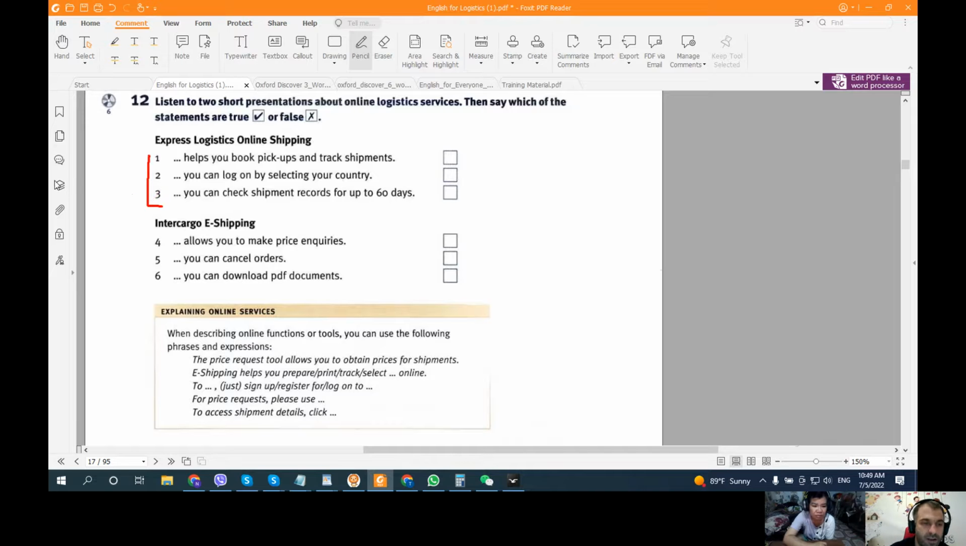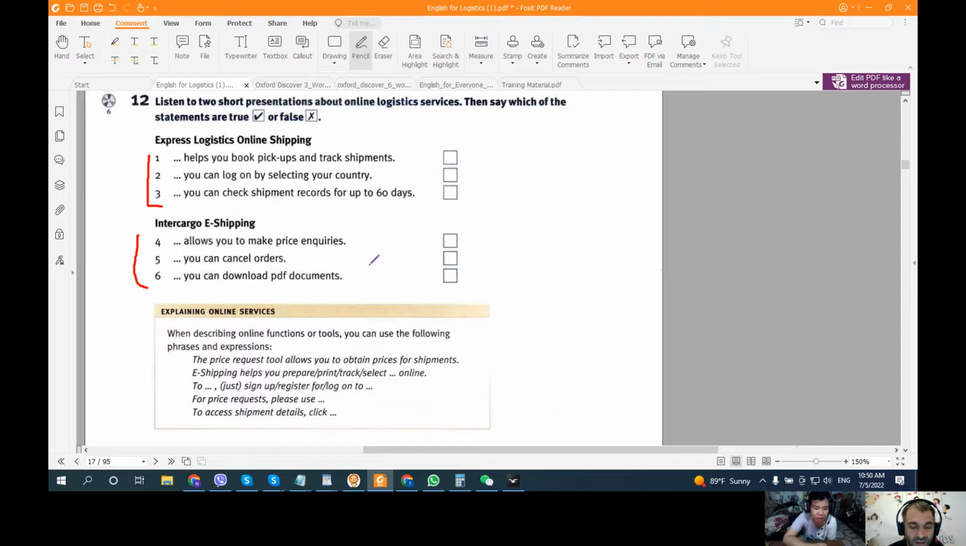Okay, and we have here Intercargo e-shipping. Now can you please read this 4, 5, and 6? Intercargo e-shipping allows you to make price inquiries. You can cancel orders. You can download PDF documents. So you can download PDF documents. And why, for example, are PDF documents important in these situations? What do you think?